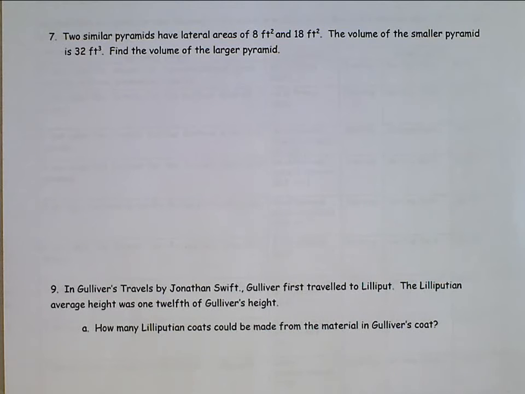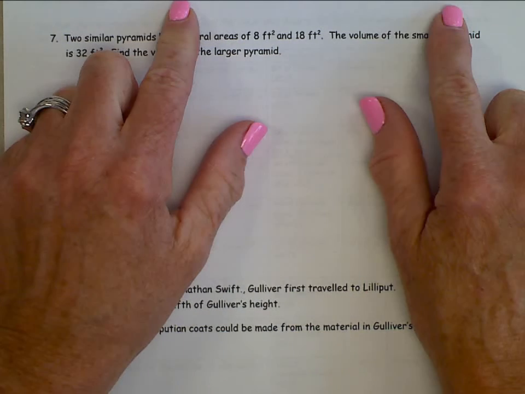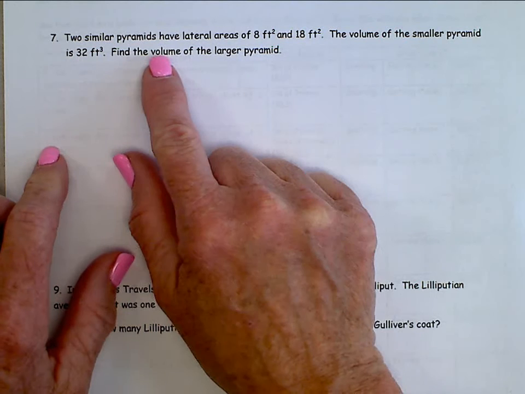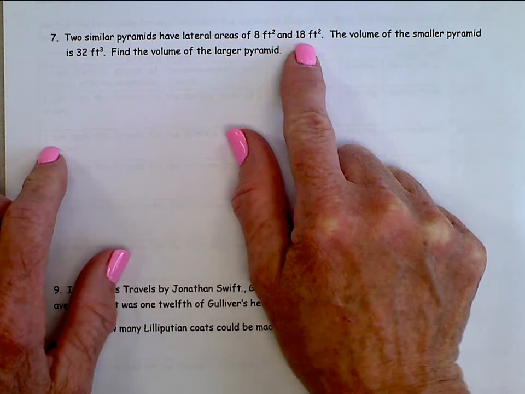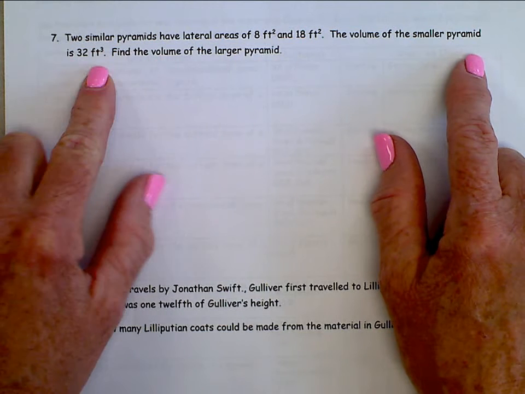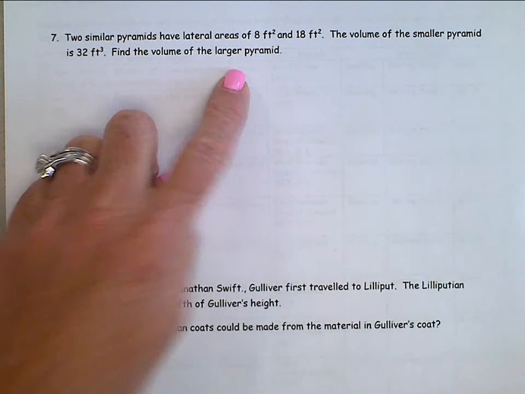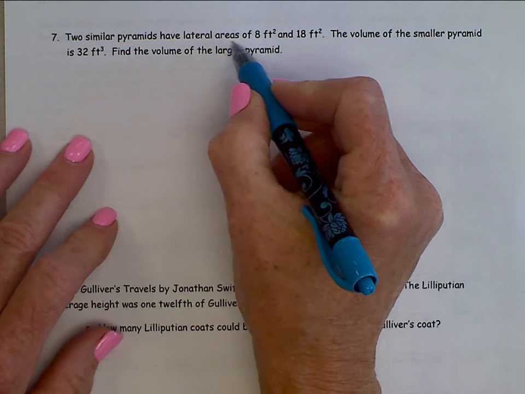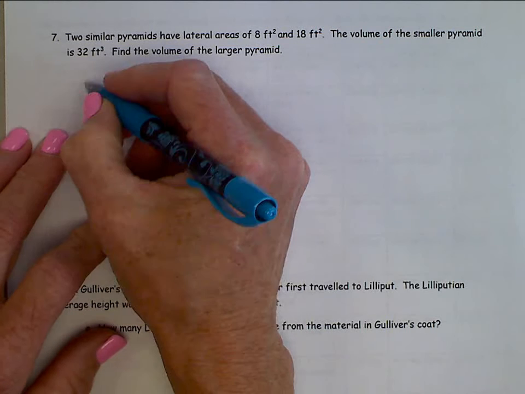Okay, here's geometry, section 10.8, page 4 of these notes, the last page here. We have two similar pyramids that have lateral areas of 8 square feet and 18 square feet. The volume of the smaller pyramid is 32 square feet. Find the volume of the larger pyramid. So the information that we've been given is that the lateral areas are 8 and 18.